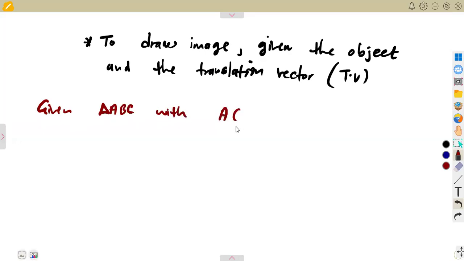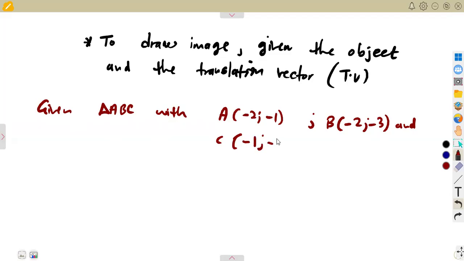Remember, you'll be given the vertices of the triangle, where you are given the point A. So maybe A is -2, -1. We are given the point B, -2, -3, and we also have the point C given as -1, -3. Let's say these are the coordinates that we are given. Triangle ABC.